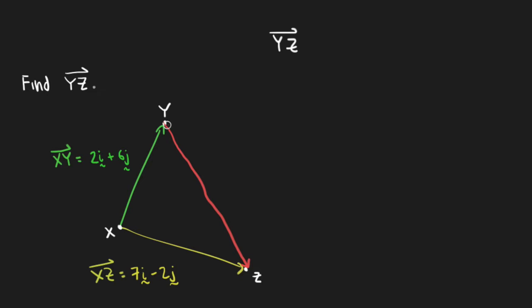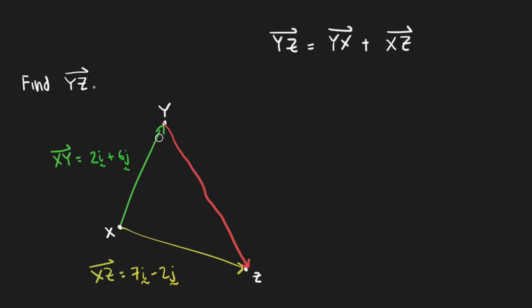Let's see. If we want to start from y and get to z, we could go via x. So we could go from y to x first, that would be yx, right? And then we could go from x to z, so plus xz. So basically we're trying to find the algebraic representation of yz, and to do that we have to use these two existing algebraic representations. We know what xz is already, but we don't know what yx is. We know xy, but not yx, right?